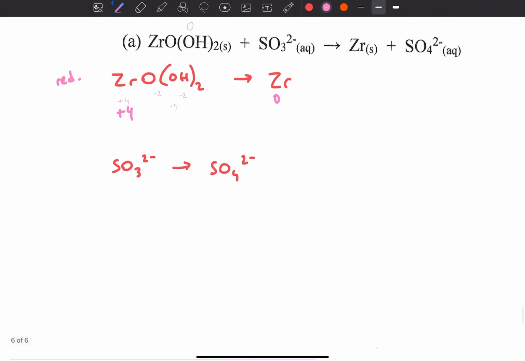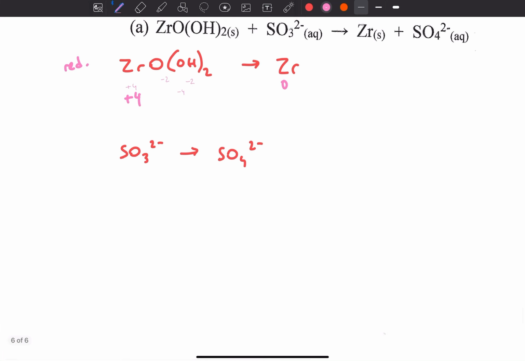And then in this one, we've got 3 oxygens, and we know that oxygen is a -2, so that means we've got -6. But this whole molecule has a -2 charge, so we need this sulfur to add to -6 and give us -2. So what number plus -6 gives us -2? It's going to be 4. So we're going to have a 4+ charge.